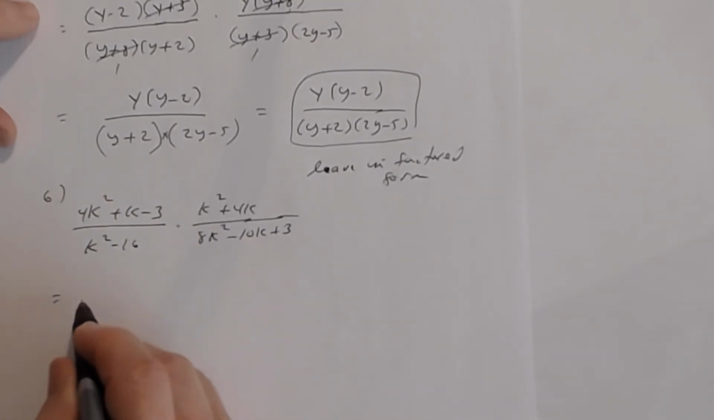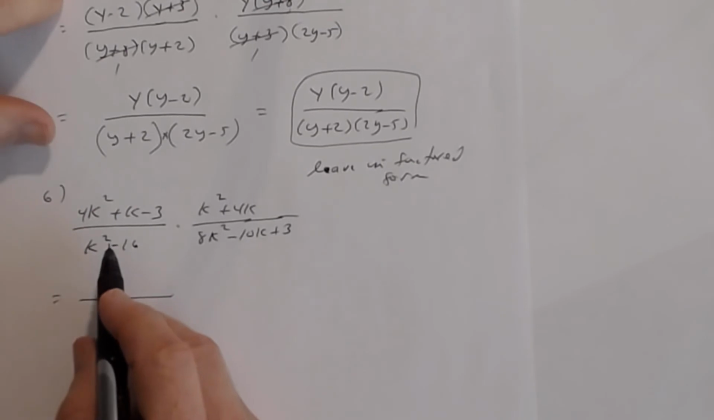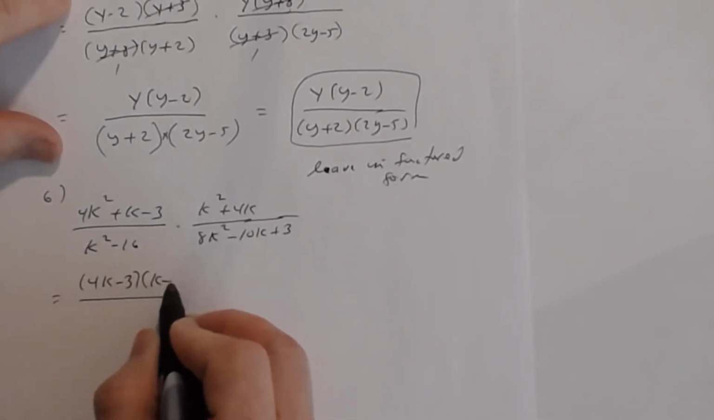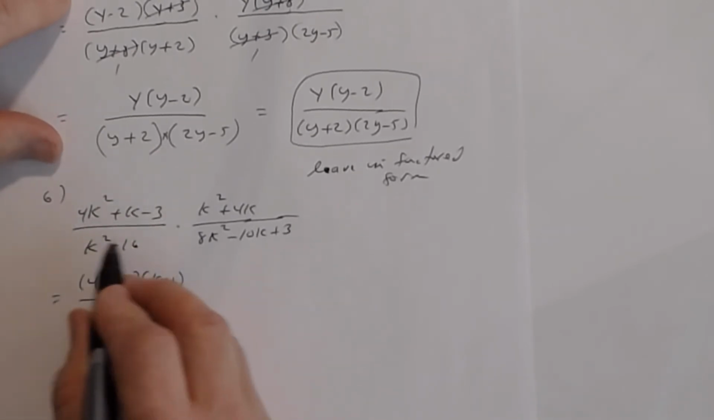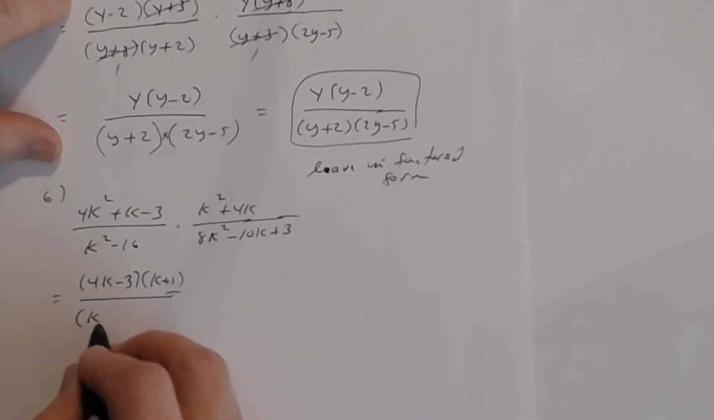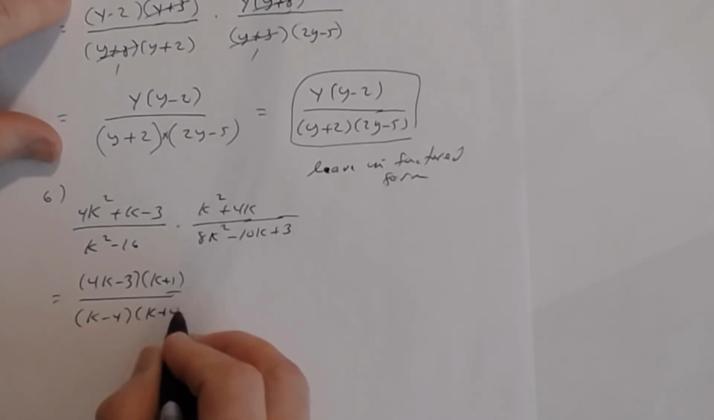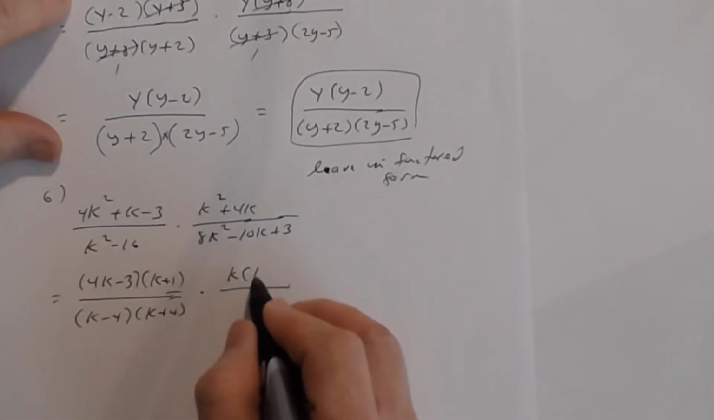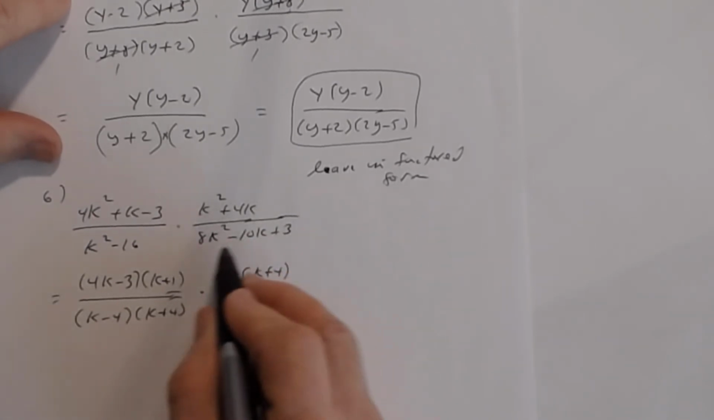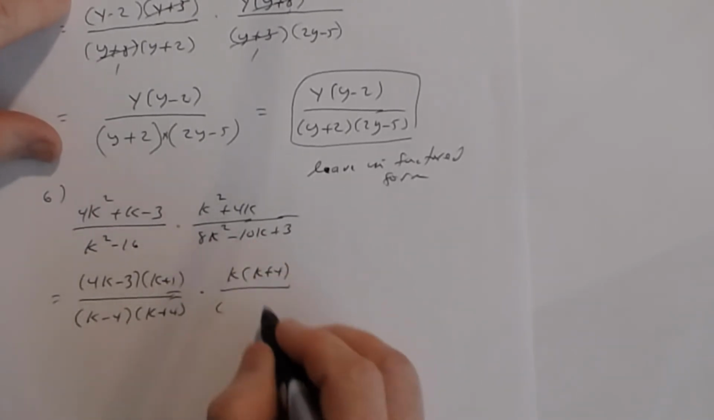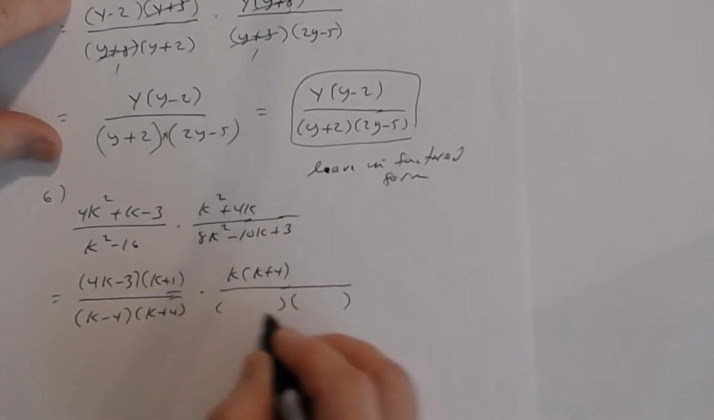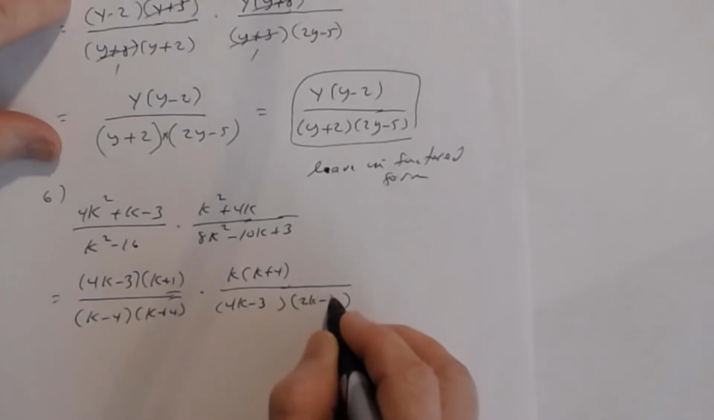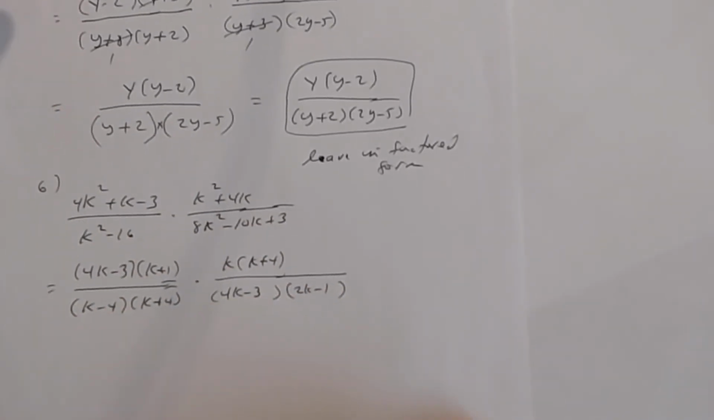So let's go ahead and do that. So the numerator, I'm going to get 4k minus 3 times k plus 1. That's how you factor that one. The denominator is the difference of two squares, so it'll be k minus 4, k plus 4, times, and over here I can factor out a k, so that's k times k plus 4. And then this denominator here, when I factor it, that's going to be 4k minus 3 times 2k minus 1. So that's how you factor that.